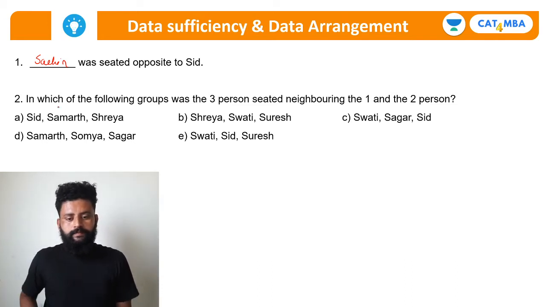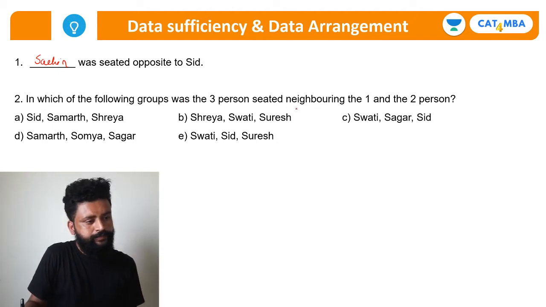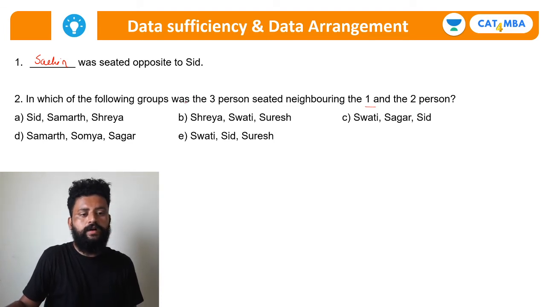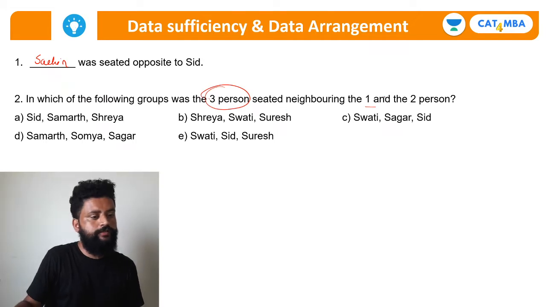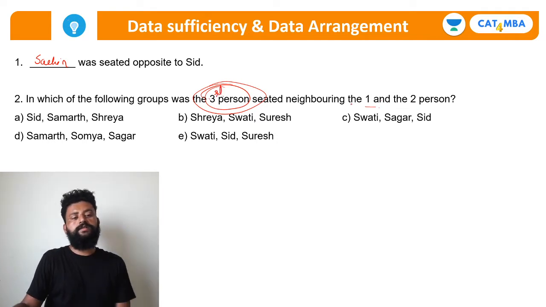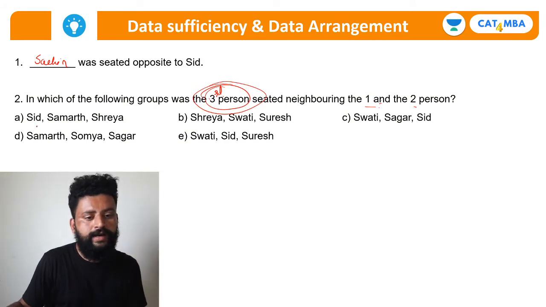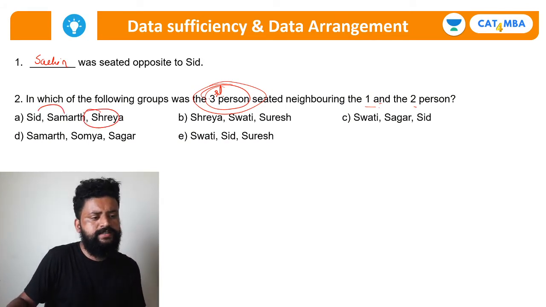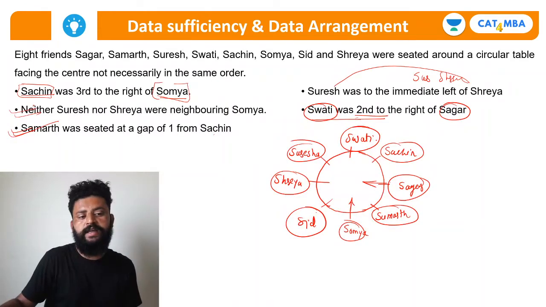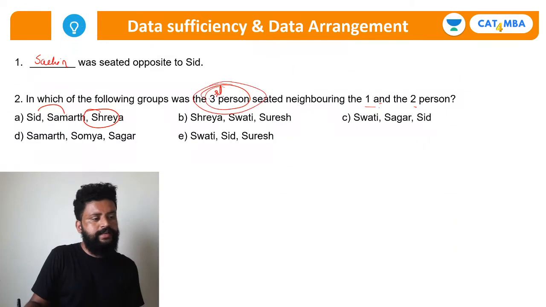So the answer for this question is second one. In which of the following groups was the third person seated neighboring one and two persons? So that means the third person should be seated neighboring one and two, means Sid एंड समर्थ के बीच श्रेया है क्या? सिड एंड समर्थ के बीच में श्रेया नहीं है.